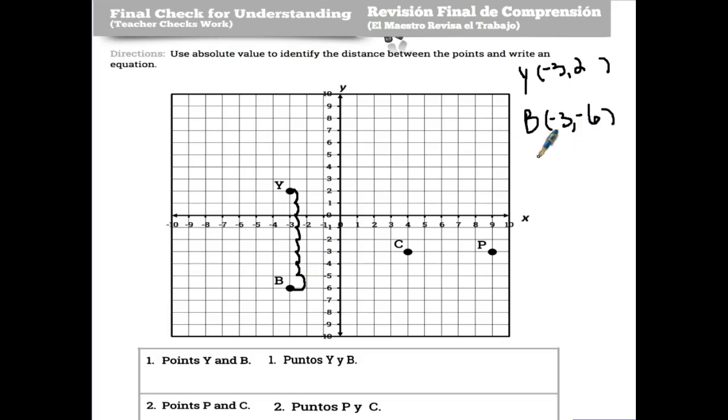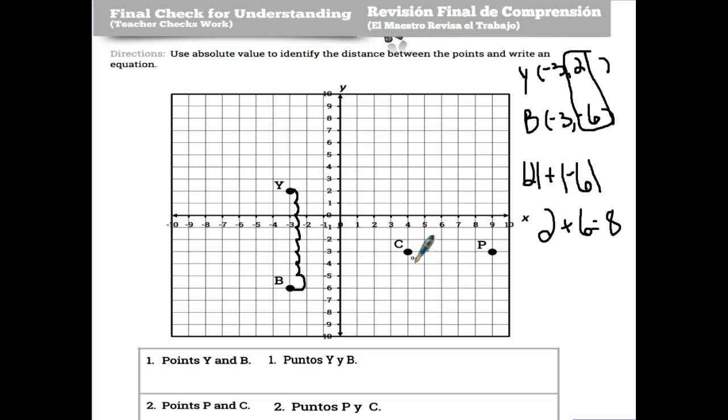Now I'm going to confirm this using the absolute value for my y coordinates, and then I'm also going to write my equation. I want the absolute value of 2 plus the absolute value of -6. Well, the absolute value of 2 is 2. The absolute value of -6 is 6. 2 plus 6 is 8. And that's what I determined when I counted the distance here.